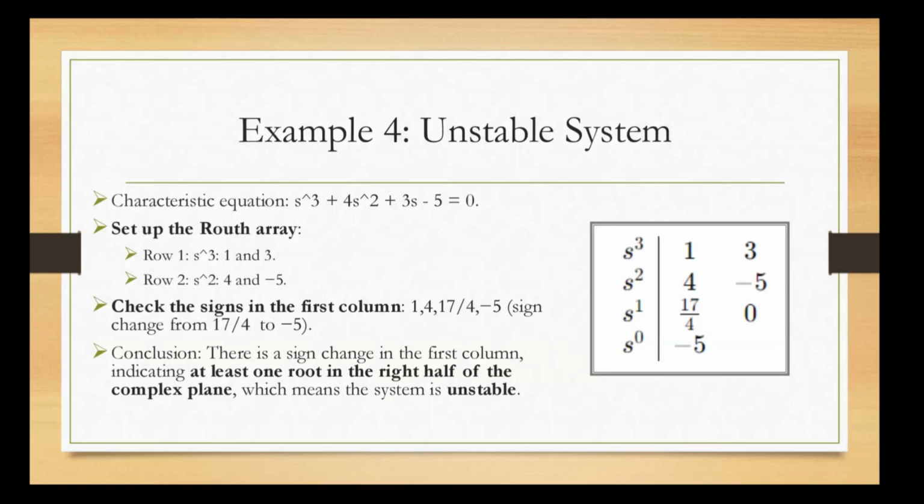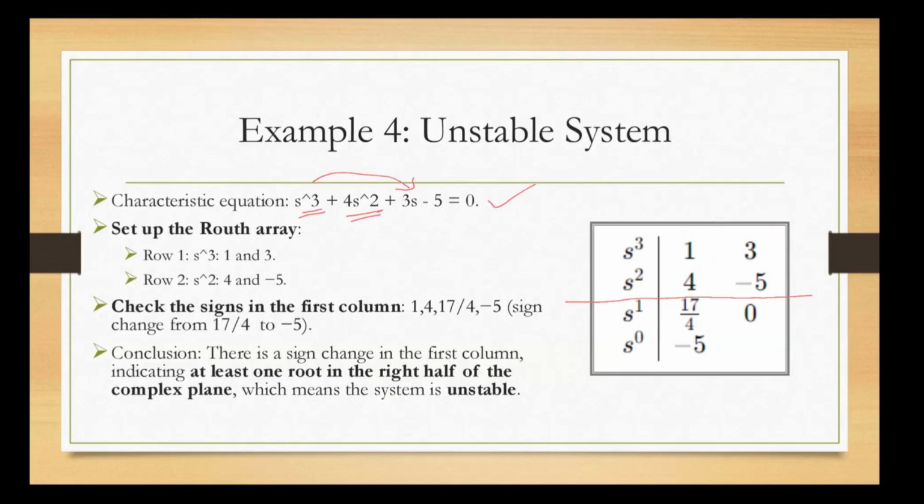Now we will see another example, a case of an unstable system. Here the characteristic equation is s cube plus 4s square plus 3s minus 5. s cube has a coefficient of 1, so we start with 1. Then the alternating term is 3 here. The coefficient of s square is 4, so we have 4 here, and the alternating term is minus 5. So we have filled the first two rows.